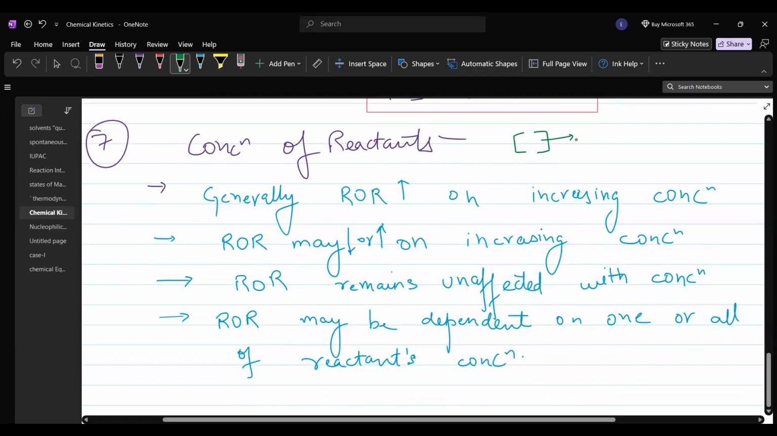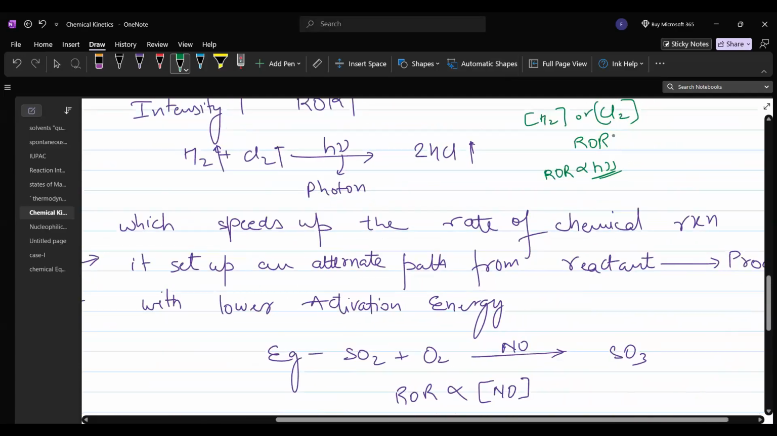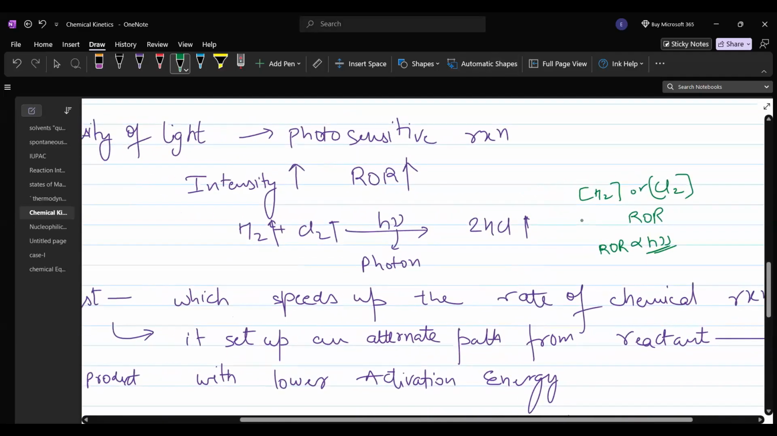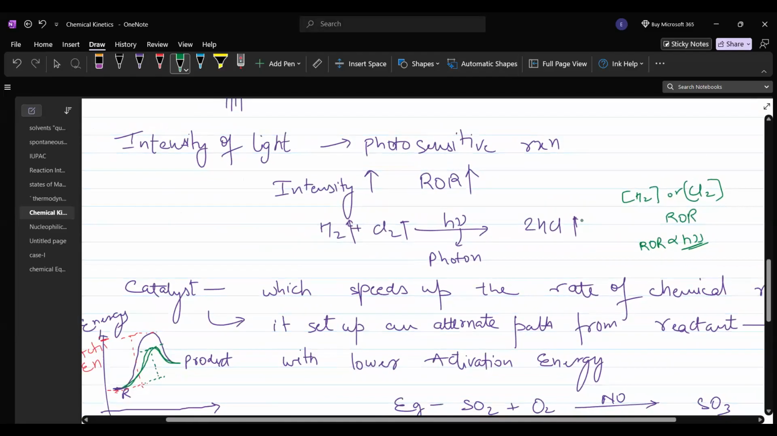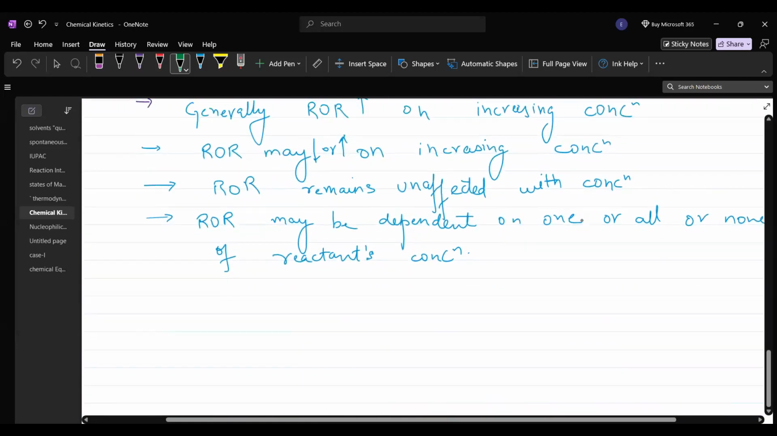The square bracket denotes concentration. Since you're in class 12, you may know this. Harshita, if you are having a doubt, I can repeat, no problem. No, sir, I'm fine. Okay.